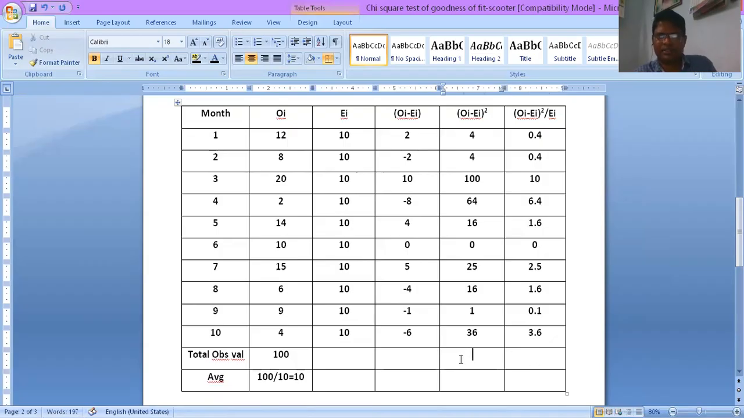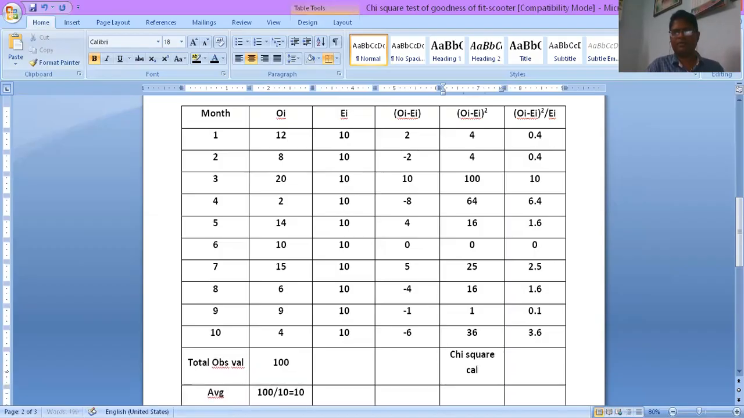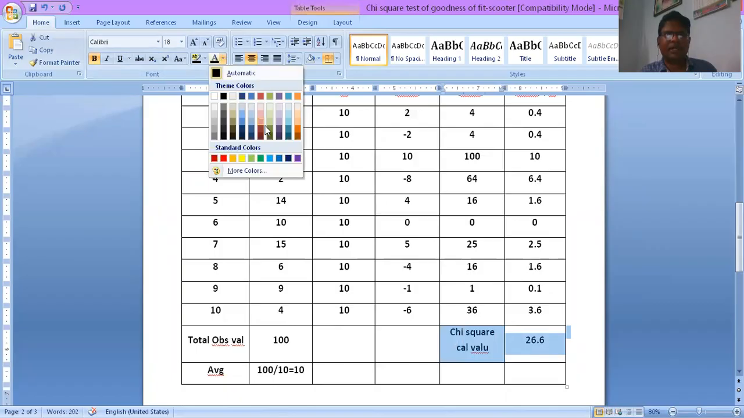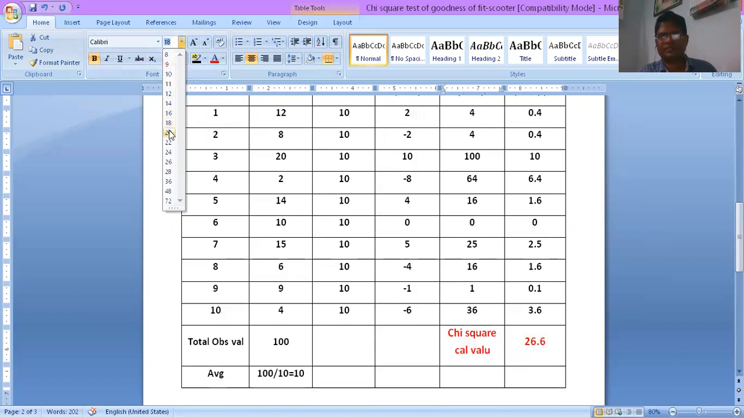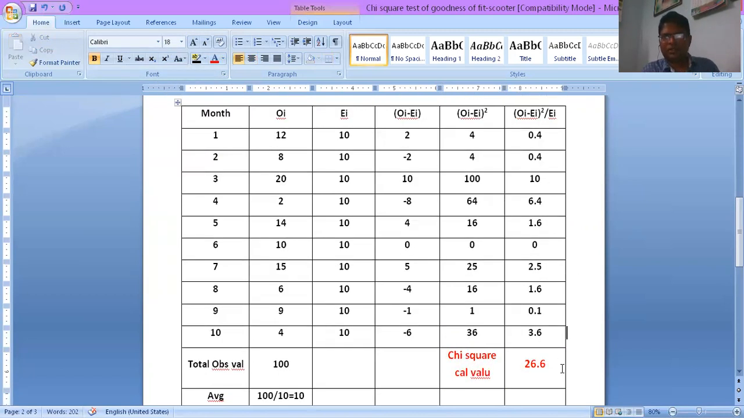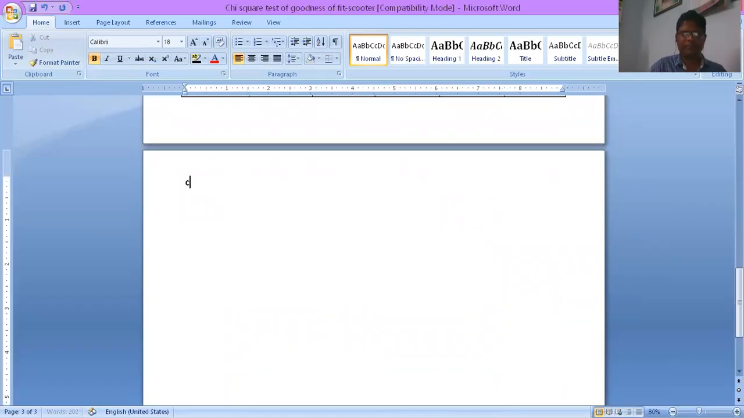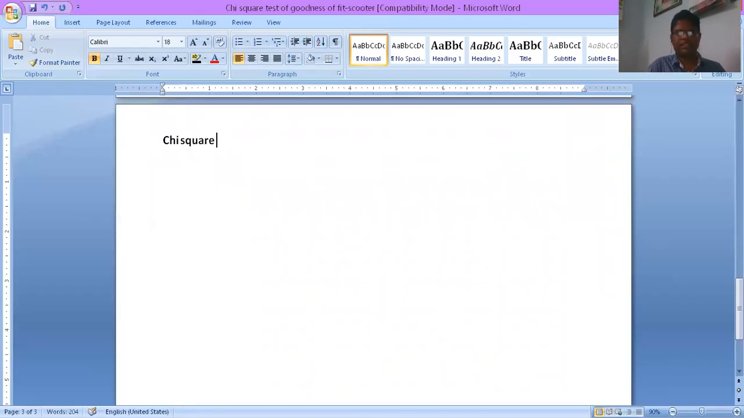Now take the total. This is the chi-square calculated value, and that is, you add all these values, you will get the sum of all these values. You will get 26.6. That is the required value. So the total value of column number 6 is 26.6. Okay, let us finish the problem. Chi-square calculated value is equal to 26.6.